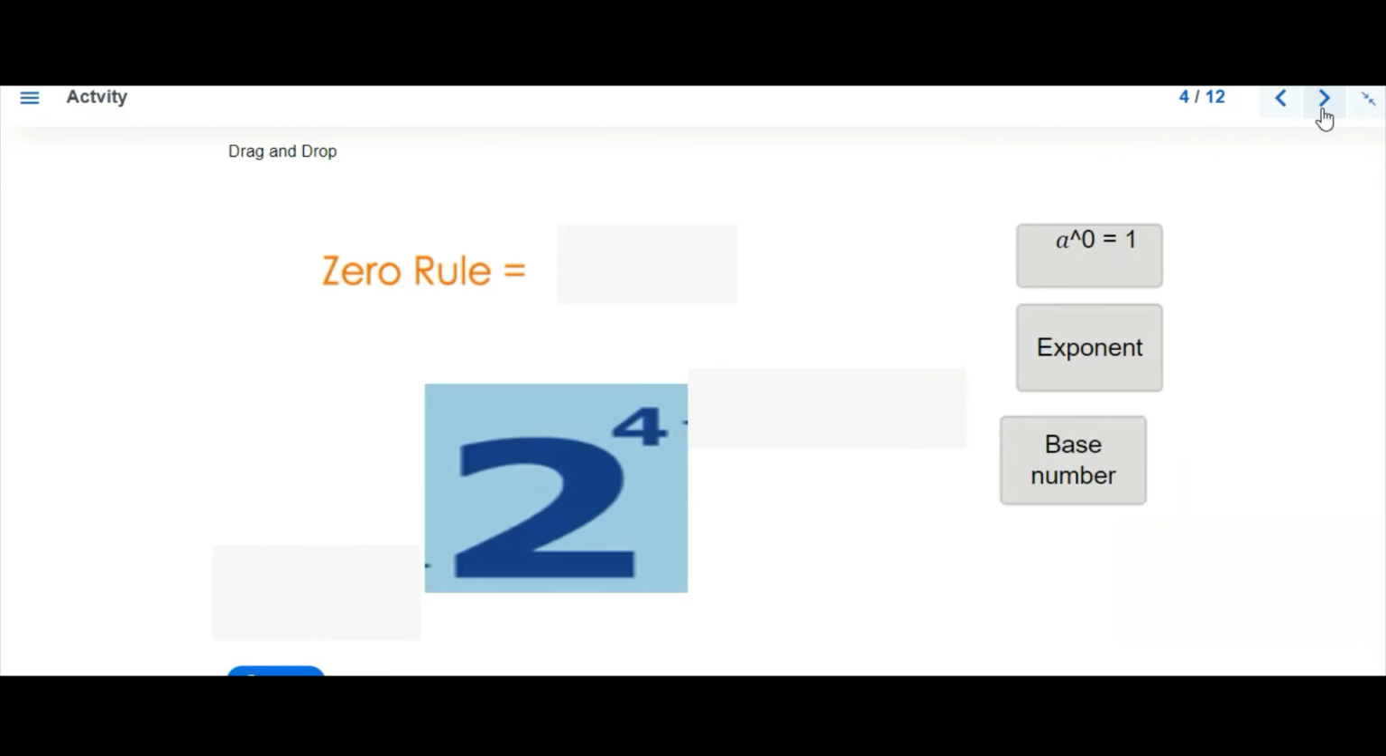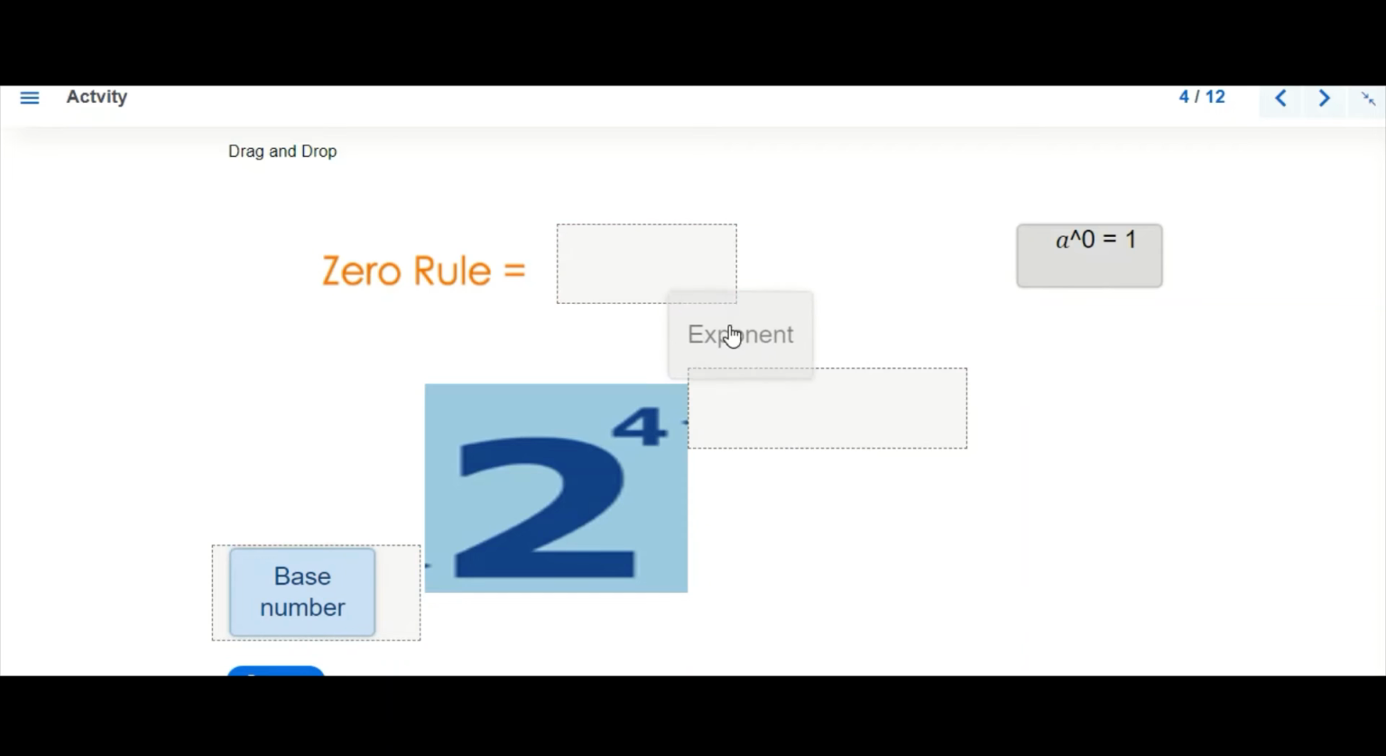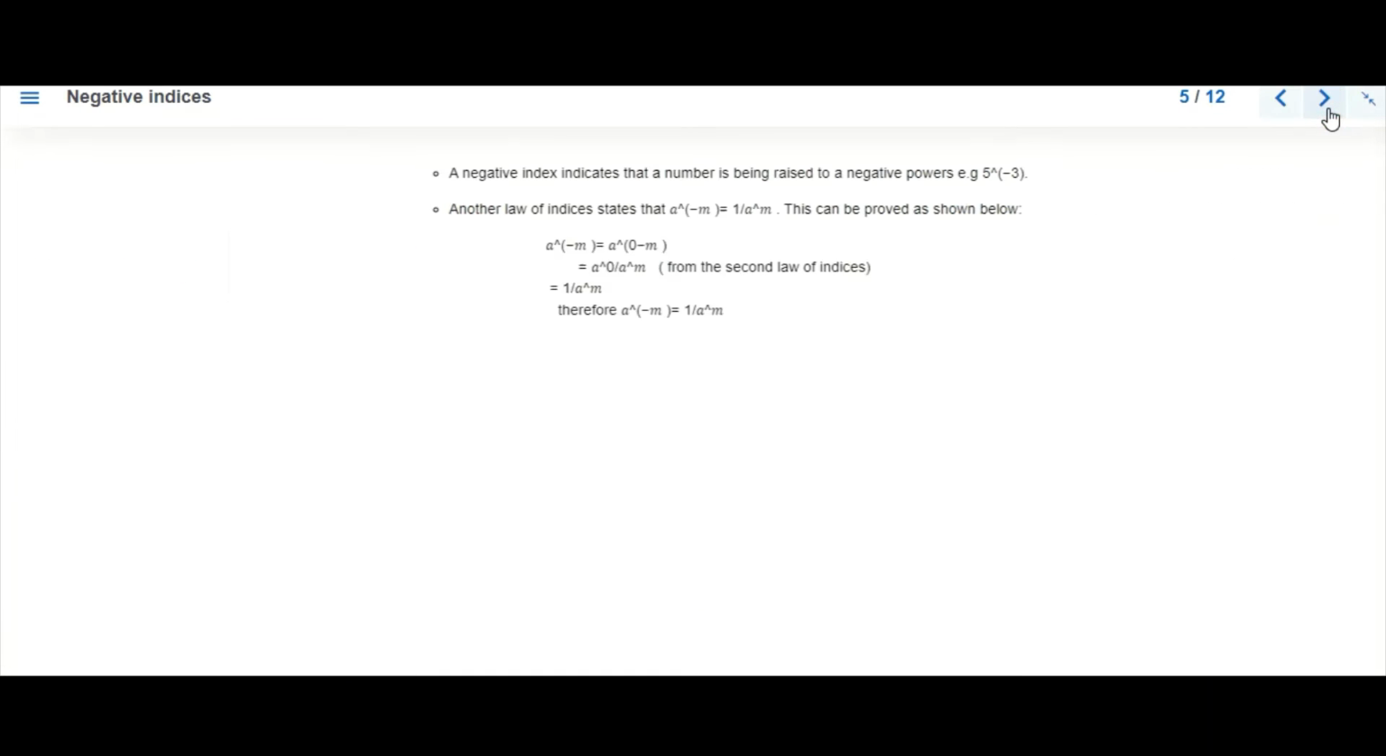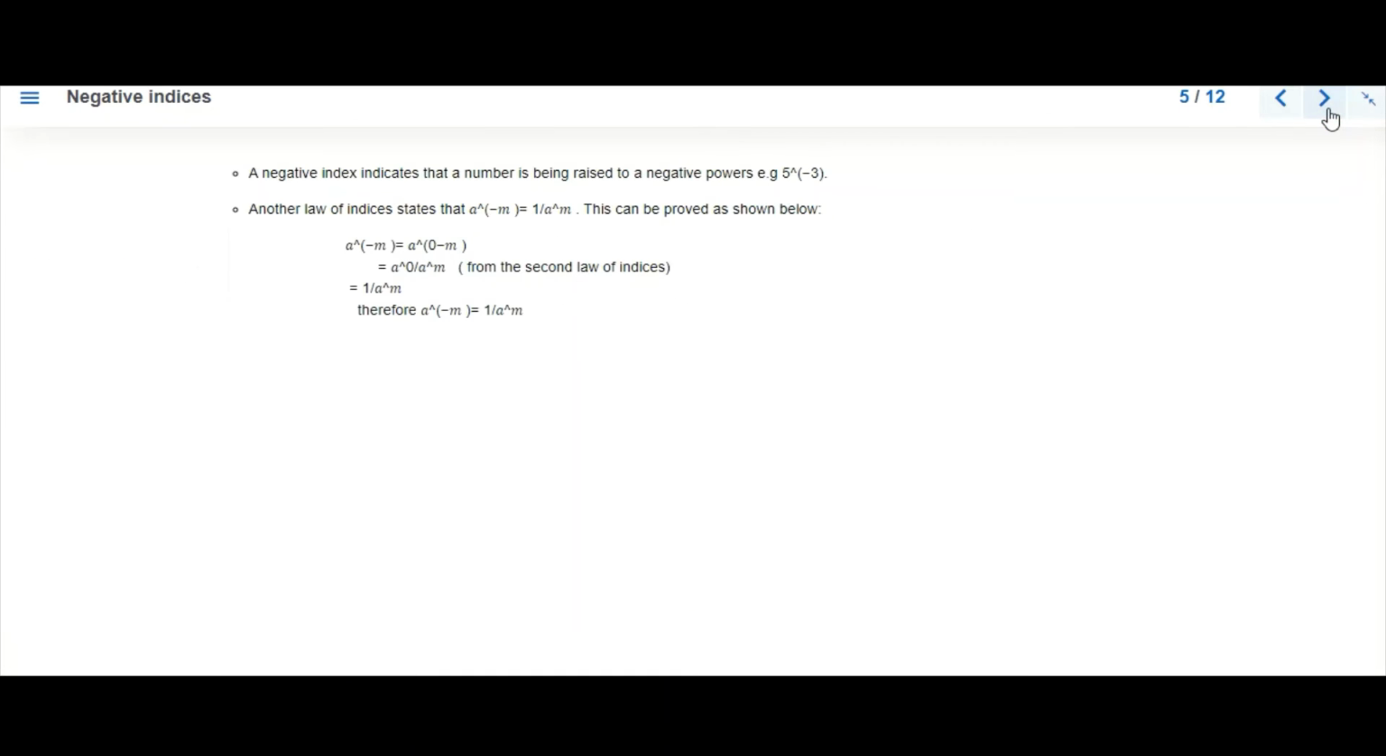Now let's look at, okay, we have an activity here. I've explained it earlier. What does 2 stand as for this one? I believe 2 should stand as the base number, and 4 is the raised to power, so this is the exponent or the index. So we have 4 as the exponent. Now, what does the zero rule say? It says anything raised to power 0 will give 1. So any number that is raised to power 0 gives 1. So we have this as our answer. Let's check if we are right. So we are right. Now that leads us to the next slide we have here, which is negative index.